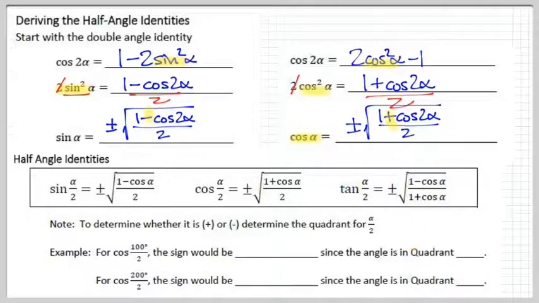Here's an example. For cosine 100 over 2, that's equal to 50 degrees. That's in quadrant 1, so we need to have a positive sign in front of it, because cosine of 50 is positive. But in the case of cosine 200 over 2, that's cosine 100. 100 degrees is in quadrant 2. The cosine of that will be negative. So we need to put a negative sign. After we calculate the inside part of it and take the square root, we put a negative sign in front of it because we know the cosine of 100 degrees must be negative.